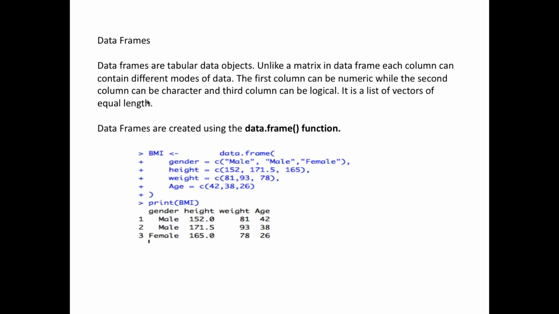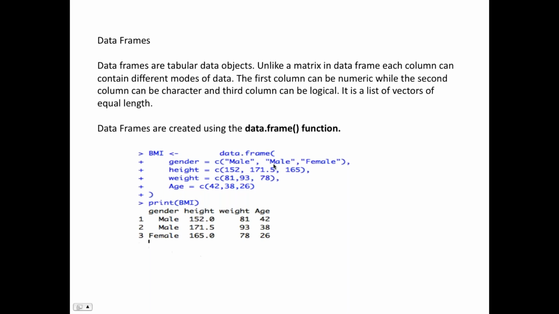So if I have the gender column to be 5 in number, then the age column should also have an equal number of 5, so that I can perform different descriptive statistics on the data that I have to hand. So one column could be logical, one column could be character, one column could be numeric, and stuff like that. And it is a list of vectors of equal length. As I said, it should be of equal length because we need to perform a lot of calculations on them.